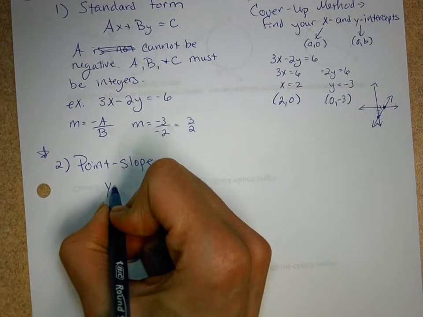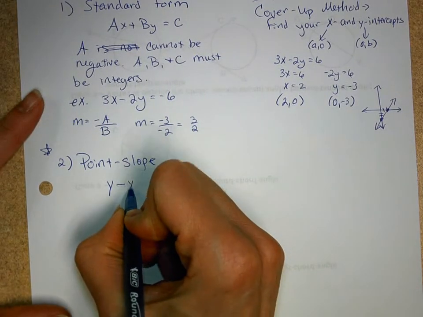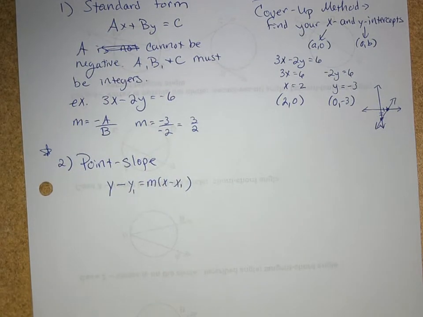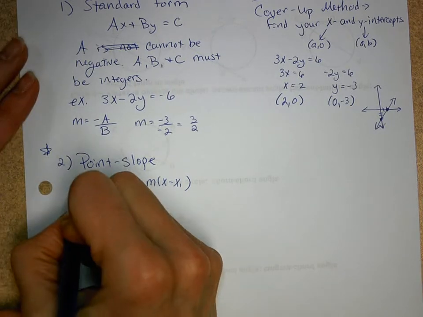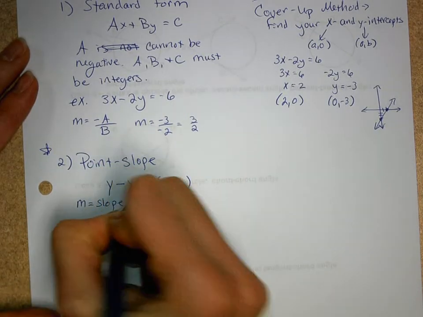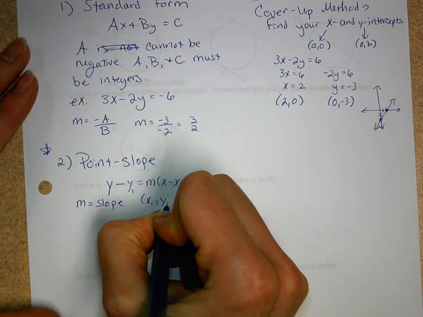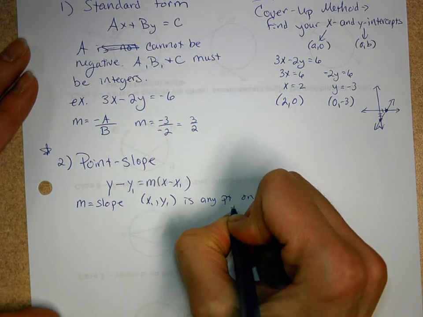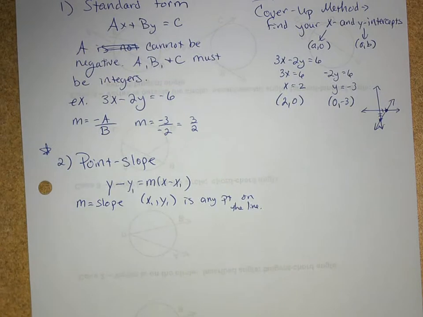Y minus y1 is equal to m times x-intercepts. Very good. We should have y minus y1 equals m times the quantity x minus x1. And remember, m is your slope of the line. M equals the slope. And x1, y1 is any point on the line. So the cool thing is it will work no matter what, basically, unless it's a vertical line. And then none of these methods really work.